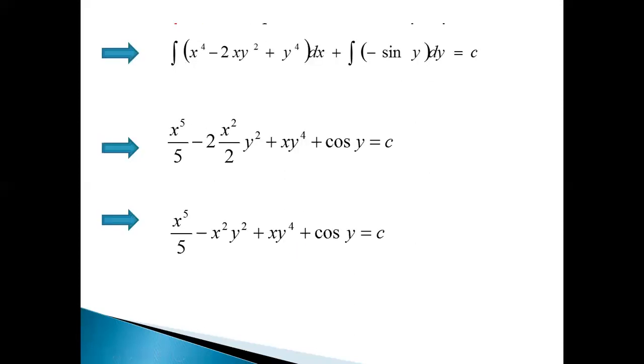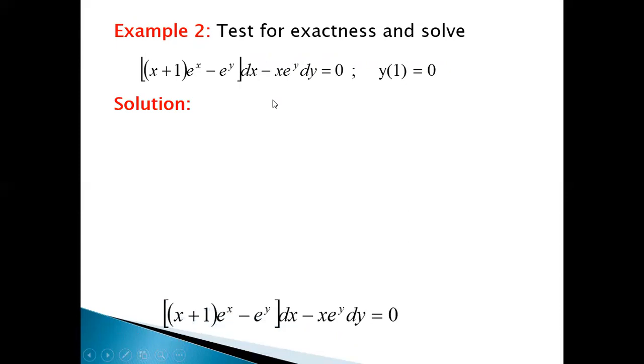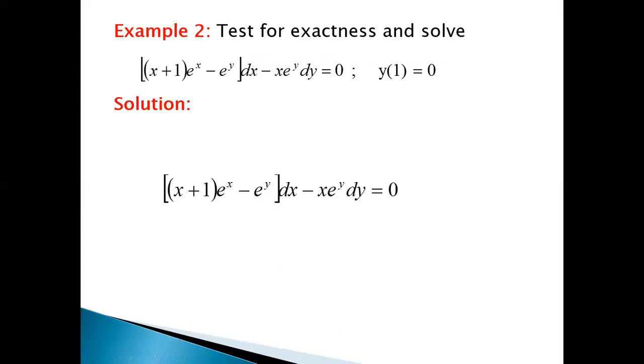Okay. Now let's understand the solution with another example. Test for exactness and solve. See, this is our second example. First, we have to check whether the given differential equation is exact or not, and then we have to solve. Okay. Now, the solution. See, this is our given differential equation.